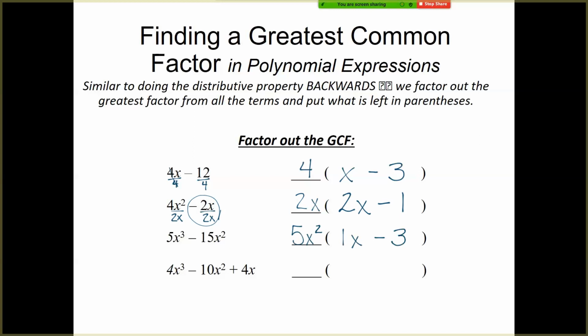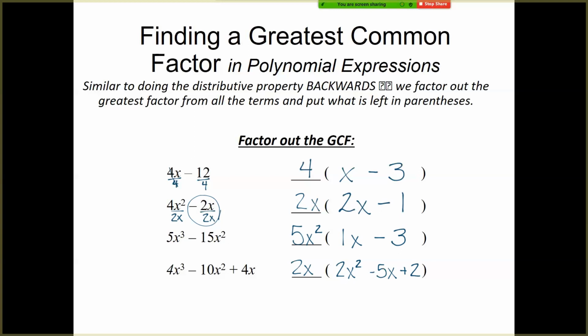For the last one, what's our greatest common factor? 2x. So I can divide every single term by 2x. So 4x to the third divided by 2x. 4 divided by 2 is 2. X to the third divided by x is x squared. For the middle term, if I take negative 10x squared divided by 2x, I get negative 5x, perfect. And then the last term, 4x divided by 2x, 4 divided by 2 is 2. The x is reduced to 1. 1 times 2 is just 2.